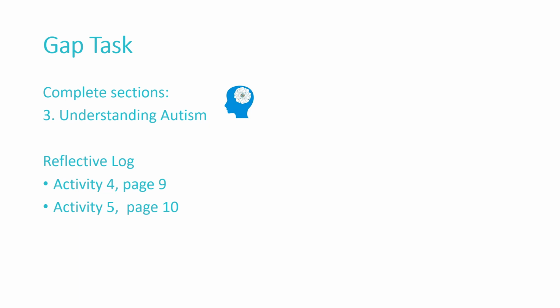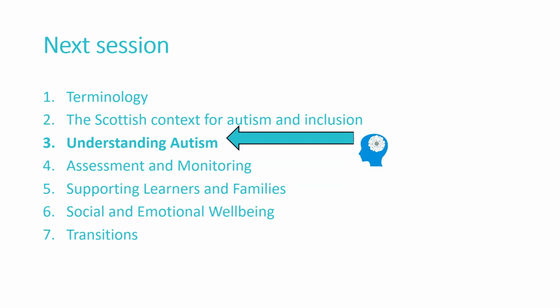Gap tasks following on from this session will include reading the module content in preparation for next session, Session 3, on Understanding Autism, and completing the reflective log for Activities 4 and 5, which it is recommended should be approached as a group discussion task within Session 2. As always, the session PowerPoint will round off with a reminder of the focus of the upcoming session. Session 3 will cover Understanding Autism.